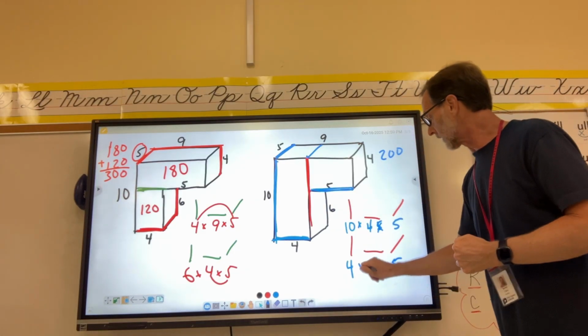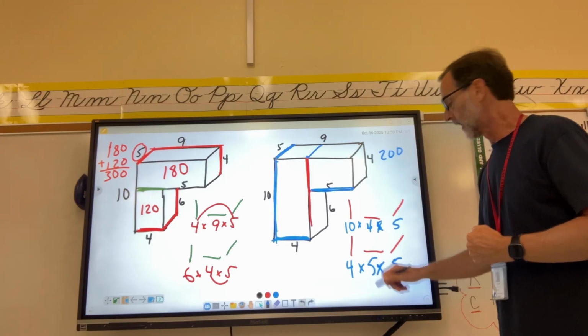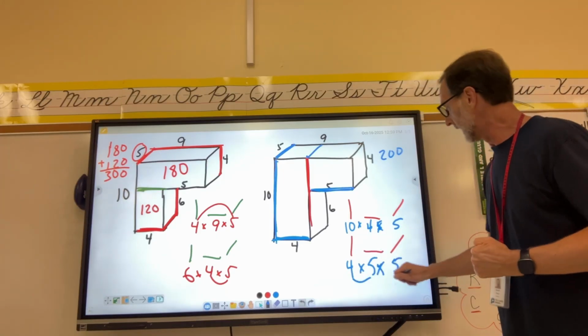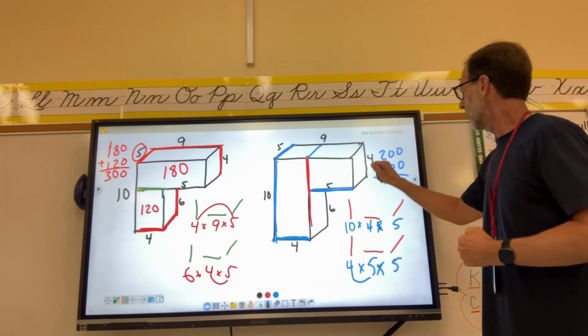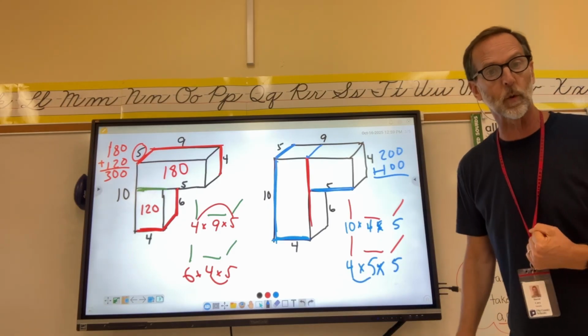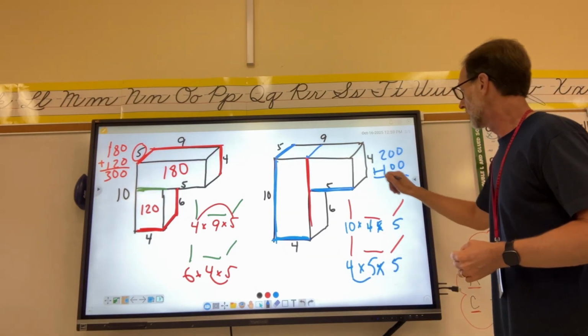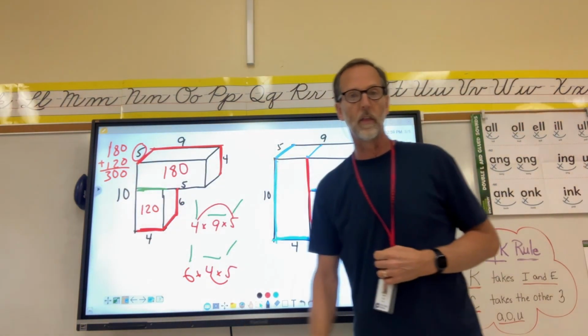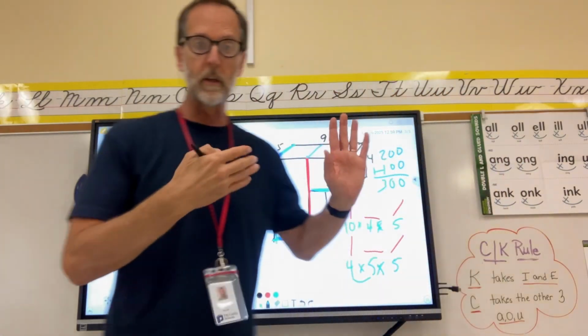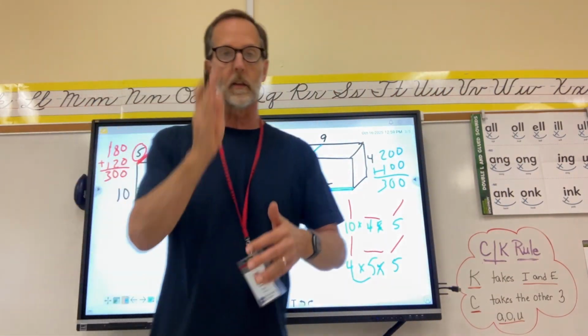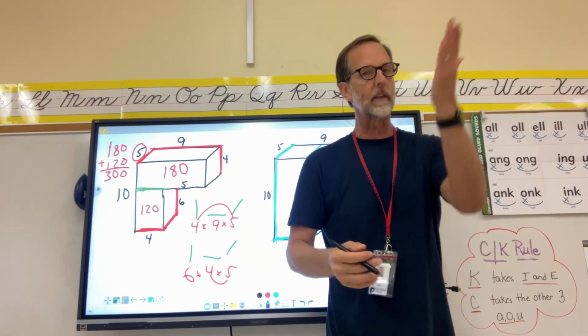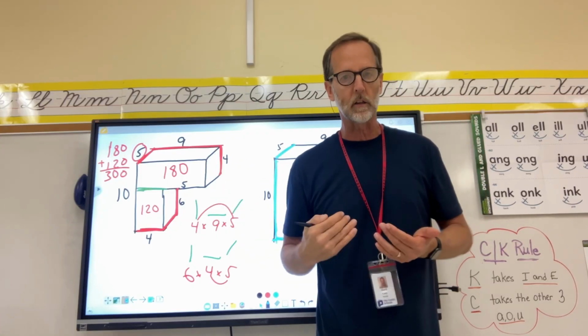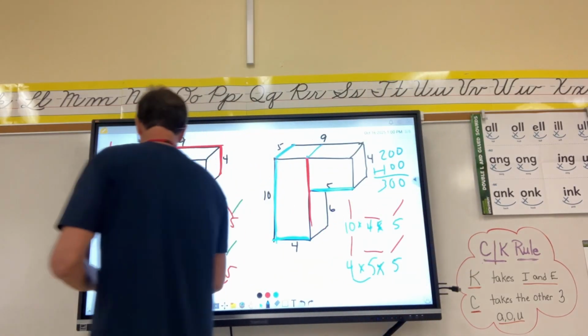So now I've got 4 times 5 times 5. 4 times 5 is 20. 20 times 5 is 100. And when I add 200 and 100, guess what I get? 300, just like I got over there. It doesn't matter which way you cut it, as long as you find the vertical, the horizontal, and the diagonal for each box. Okay? Let's take a look at another one.